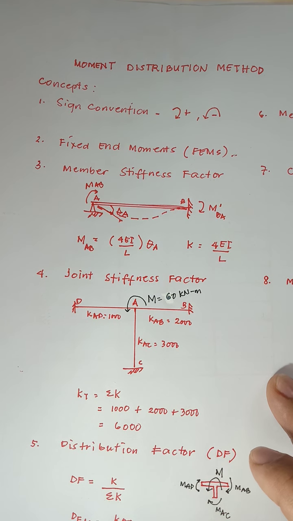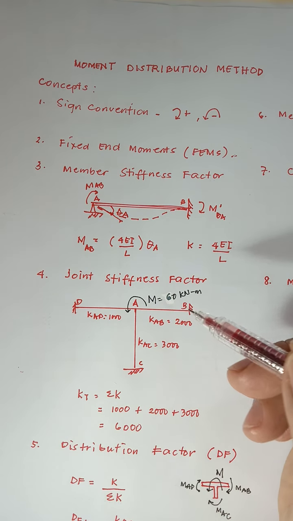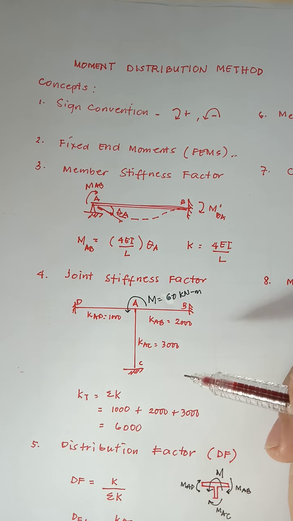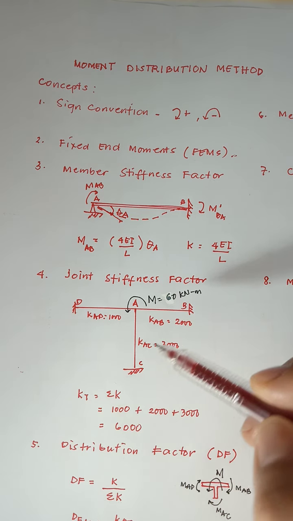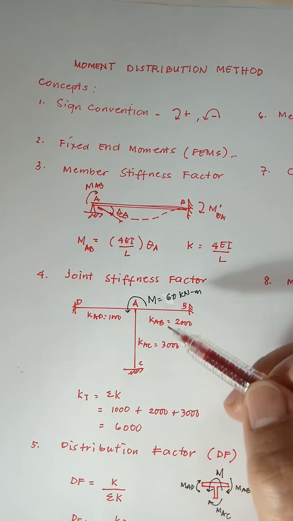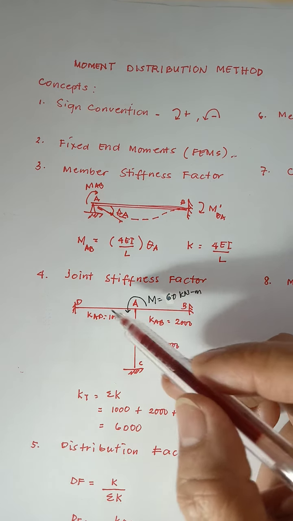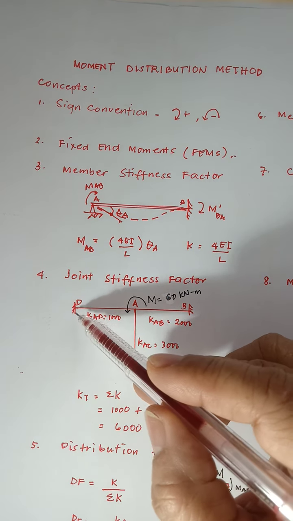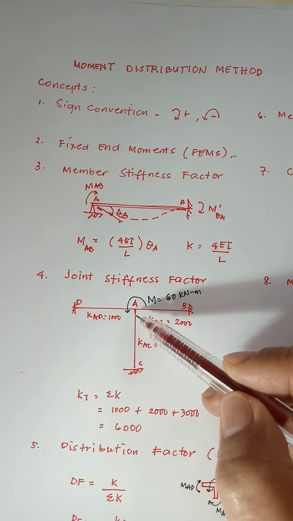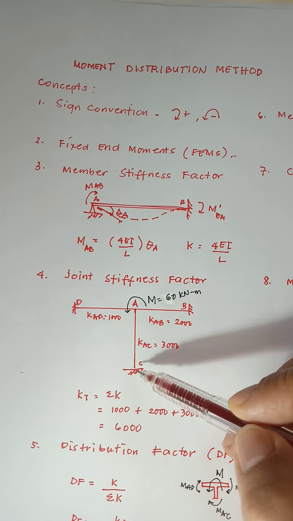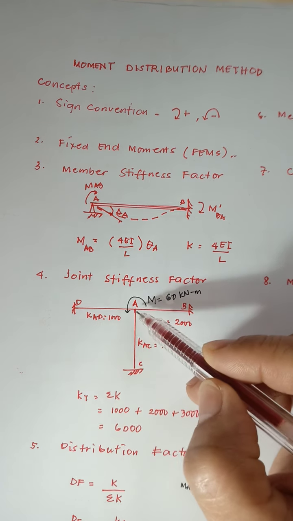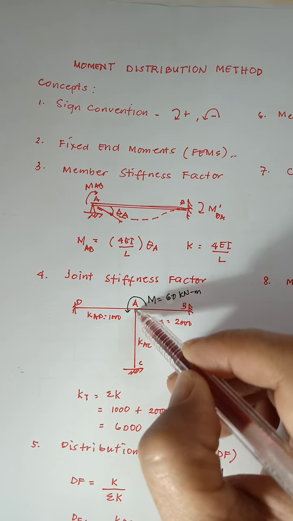We also have what we call the joint stiffness factor. There are structures wherein two or more members meet at a joint. So for example, we have this frame, with members DA, AB, and AC. Members DA, AB, and AC meet at a common point at A.